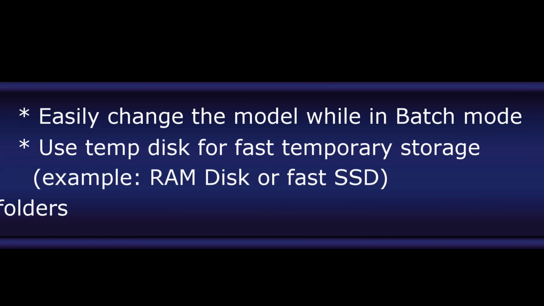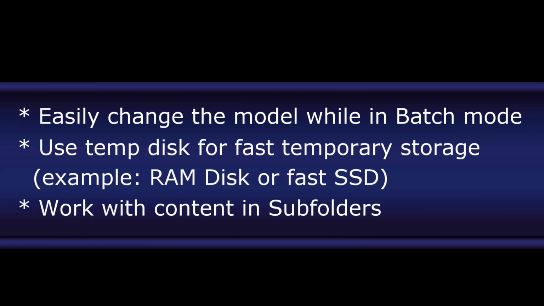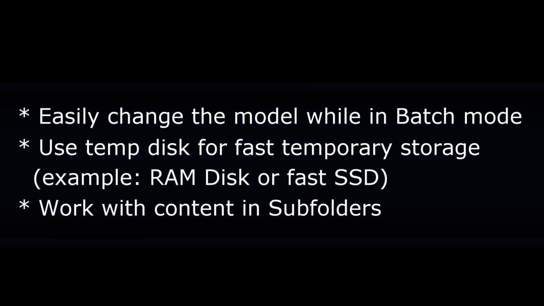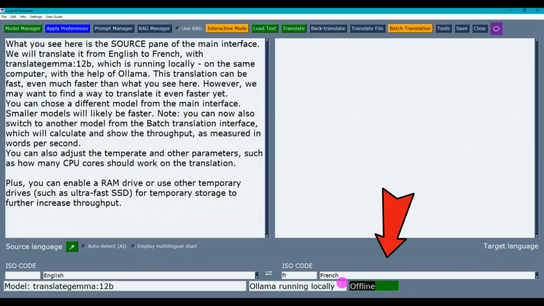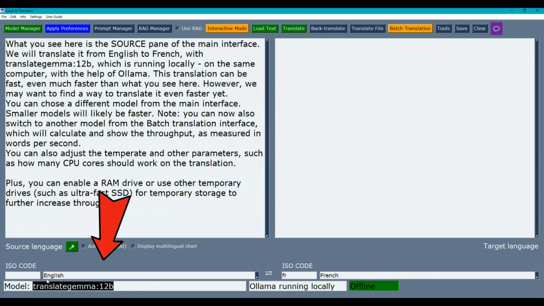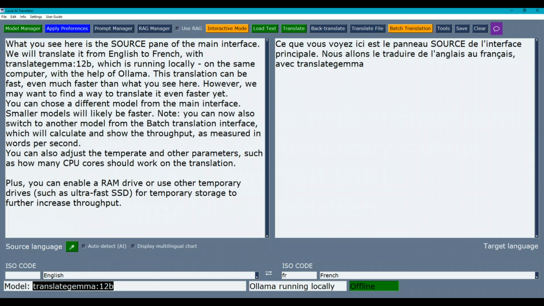Here are some new features added just recently to the batch translator in the local AI translator. We will start in offline mode, disconnected from the internet. The model we have currently in use is the Translate Gemma 12B model. When we translate this from English to French, in this case on an average laptop without a high-end GPU, we are running it in CPU mode.